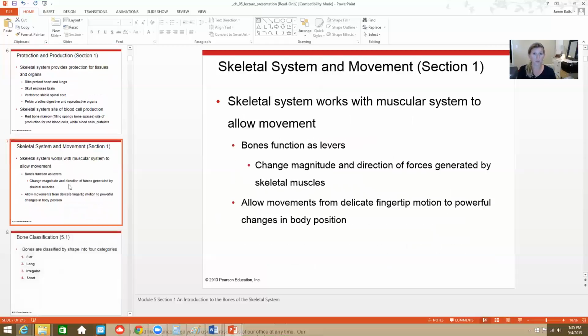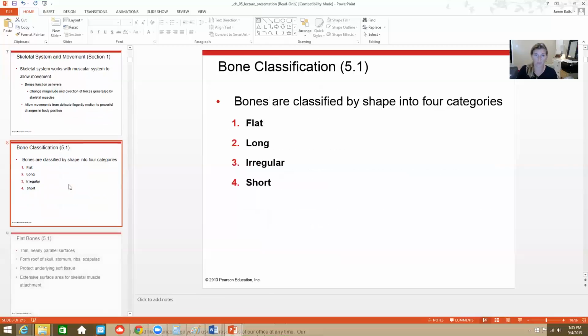And obviously movement. Our bones, in conjunction with our muscular system, work to provide movement so we can do silly things, right? And even allow for little dainty manipulations with our fingers. So lots of changes in body position, all that with movement.